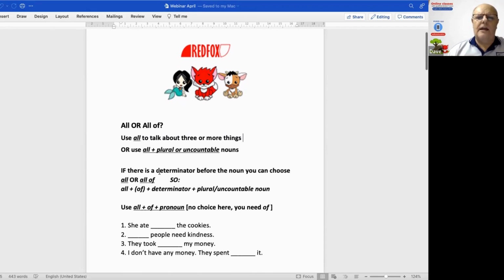Now, if we have a determinator before the noun, well, you can have a choice. We can use all or we can use all of. So this would be the structure. All plus of, and of is optional, plus the determinator, plus plural or uncountable noun. Now, when we have a pronoun, this time we need of. There is no choice. We must use of. So this time it would be all of plus the pronoun. Okay, so we got that. So those are our rules.